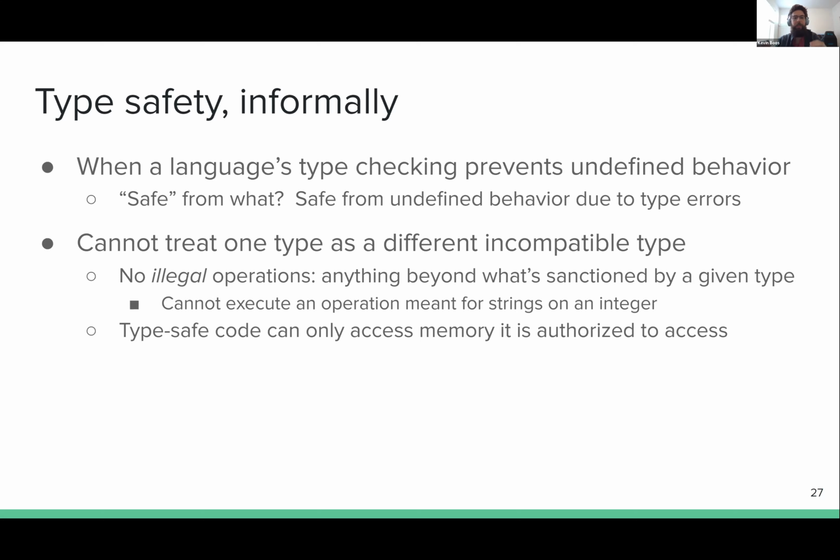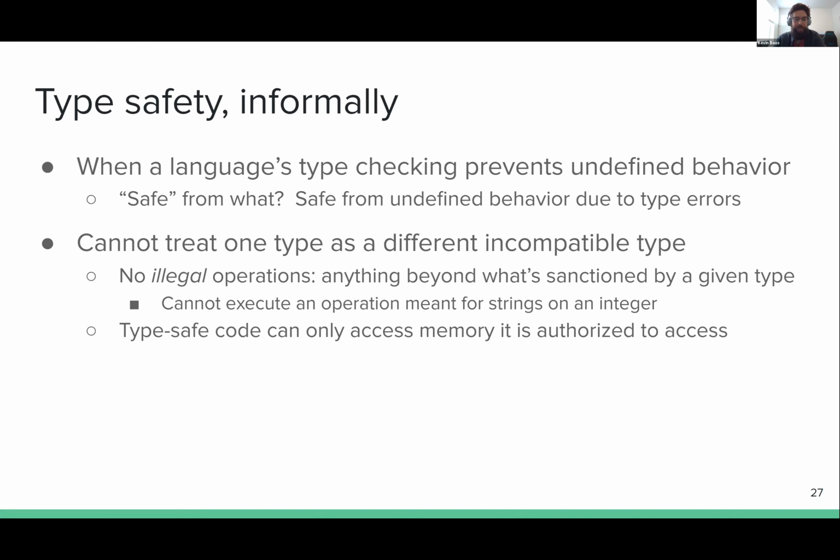So you can also think about what are you safe from, right? You know, if you're wearing a parachute, you're safe from smashing into the ground at high speeds. If you have a type safe language, you're safe from undefined behavior due to type errors, like type mismatch or something, right? What this really means in much plainer English is that you can't simply treat one type as a different incompatible type, right? So you can't do anything illegal, right? You can't do anything beyond what is sanctioned by a given type, what is supported by that particular type, right? So for example, you can't execute an operation meant for strings on an integer type.